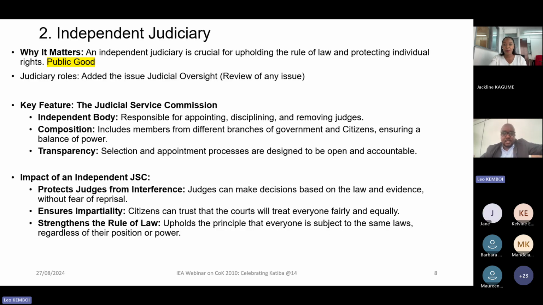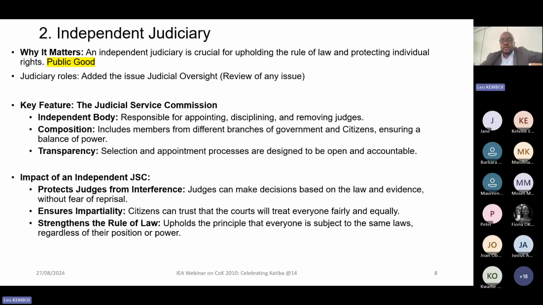So one of the things that you notice from the political economy rendition is that the problems that really bothered people at that time became part of the solution. And that's why you see the flow and the logic behind the 2010 Constitution being the way it is. So one of the things was independence of the judiciary. And that independence was a question of who hires judges, who disciplines judges, and who makes administrative decisions for the judiciary.